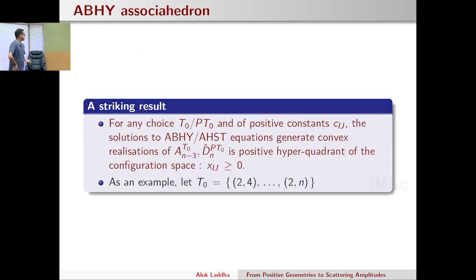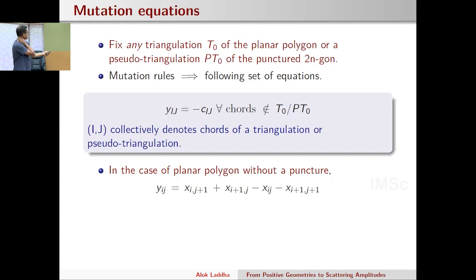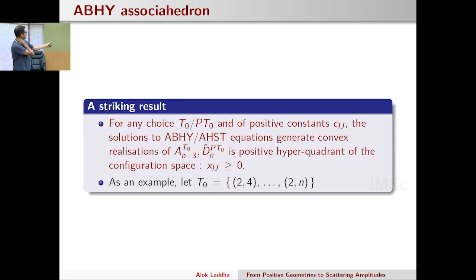Here is a striking result that was proved by mathematicians in 2018 and 19. This was proved for triangulation by mathematicians, and then we generalized it to pseudo triangulation: for any choice of this T naught and PT naught and any arbitrary choice of this positive constant C, the solutions of these mutation equations always give you a convex realization of either the associahedron or the d hat polytope. This convex realization has another interesting property, that it always lies in the positive quadrant of your configuration space. So you don't have to look at the whole configuration space, but you can just look at this positive octant. Let me just give you one example.